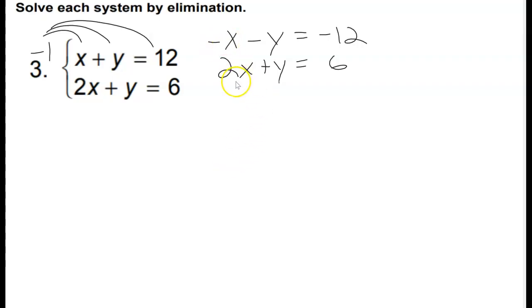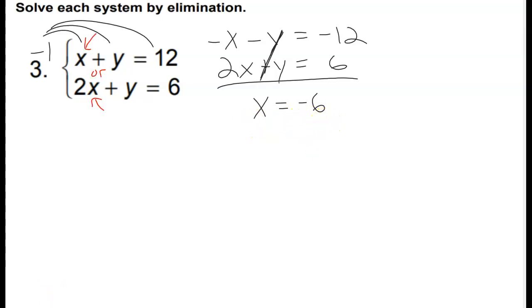Alright, we got negative x plus 2x, and we're just going to add vertically. The y is going to cancel out, so this is going to have a positive 1x. It's equal to negative 12 plus a positive 6, which is negative 6. And x is equal to negative 6.